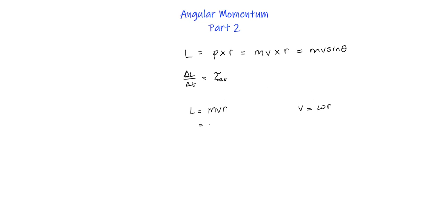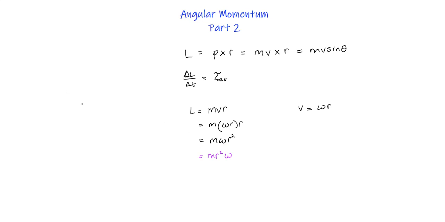So I'm going to go ahead and do the substitution. So I have m times omega times r times r. That leaves me with m times omega times r squared. With a little bit of rearranging here, I'm going to see that I have mr squared times omega.